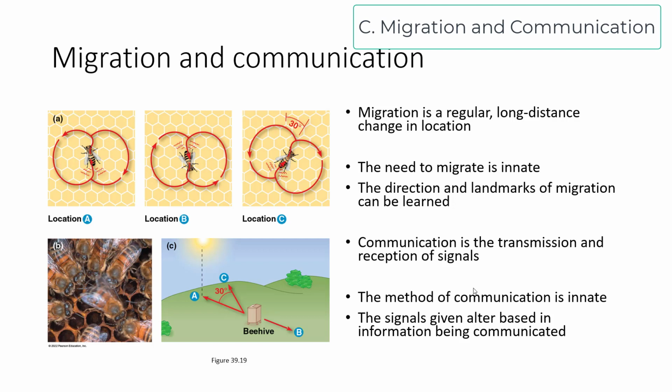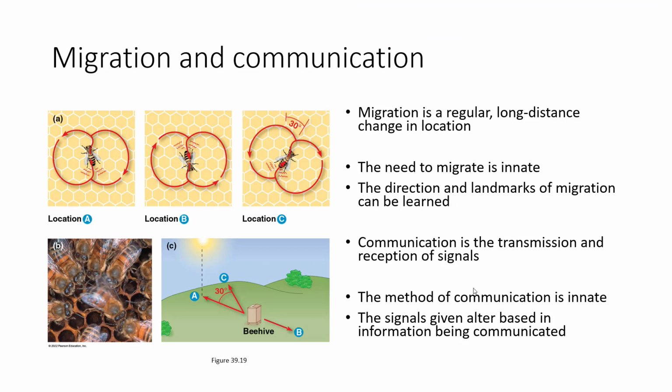Migration and communication are types of spatial responses. Migration is a long and regular change in location. The need to migrate is innate, but spatial learning occurs, and that is going to set the direction and landmarks of migration, as they're actually looking for certain landmarks to move from landmark to landmark. Now, this isn't true for all creatures. Some just move in a general direction for a certain amount of time.